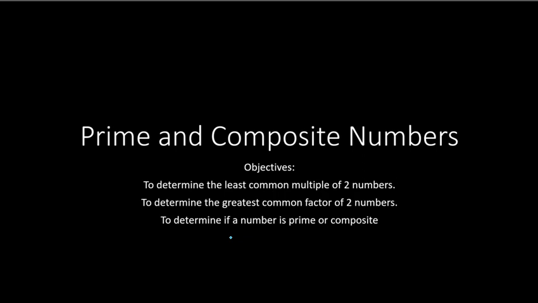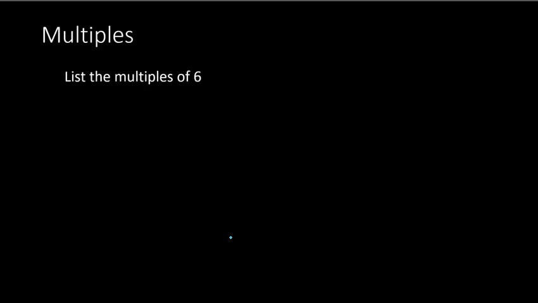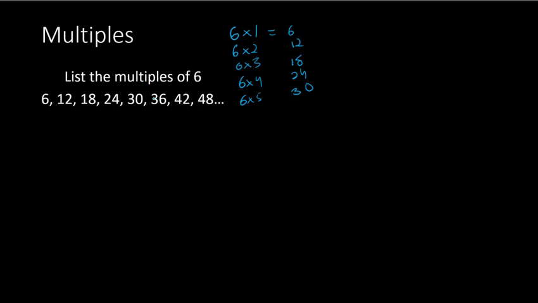So first off, we're going to talk about multiples. A multiple is found by multiplying a number by some other number. For example, if I said list the multiples of 6, they are found by doing 6 times 1, 6 times 2, 6 times 3, 6 times 4, etc. So that would be 6, 12, 18, 24, 30, and that would keep going forever. So that is what we mean when we say multiples of something. We see here listed the multiples of 6: 6, 12, 18, 24, 30, 36, etc. So you can think of it as counting by sixes.